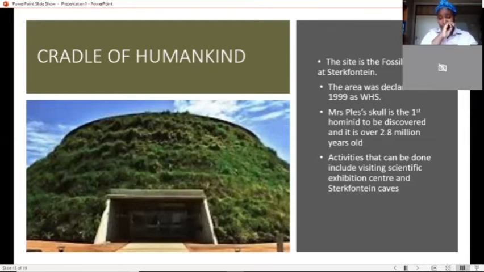You can visit the scientific exhibit. Like there, you get to know about the human evolution, what happened, the science behind us. You know, there's a belief that we were once apes, but looking at the evolution, you wouldn't believe that. But there are some people that can relate to the back then evolution. And then you can visit the Sterkfontein caves. Like inside the cave, you get to see and learn how people were living, right?